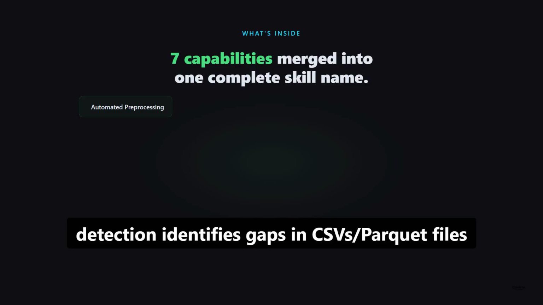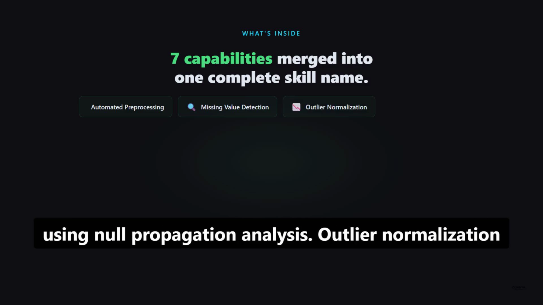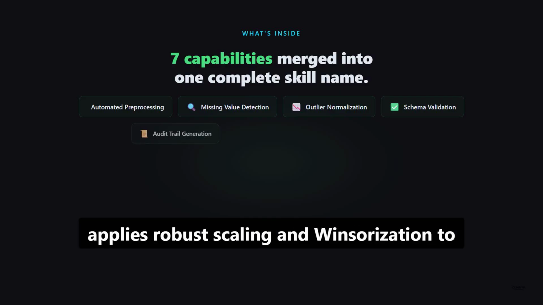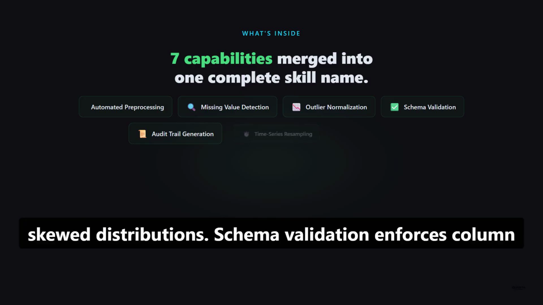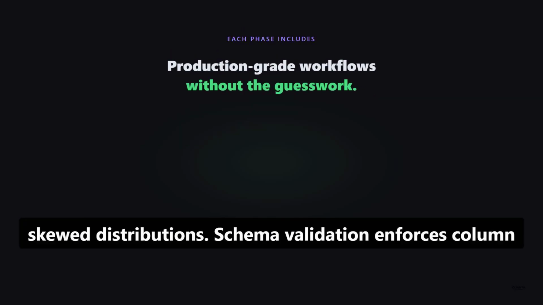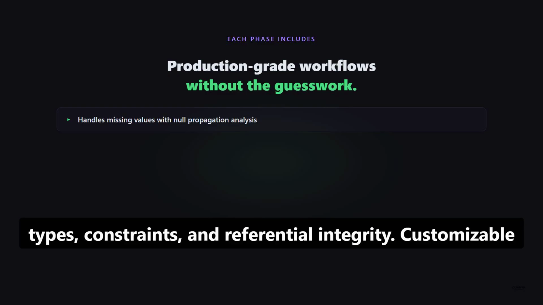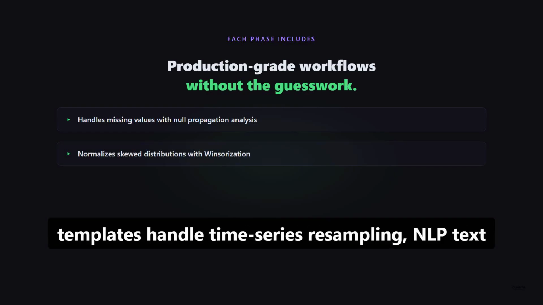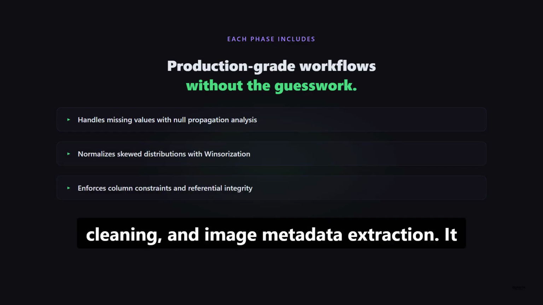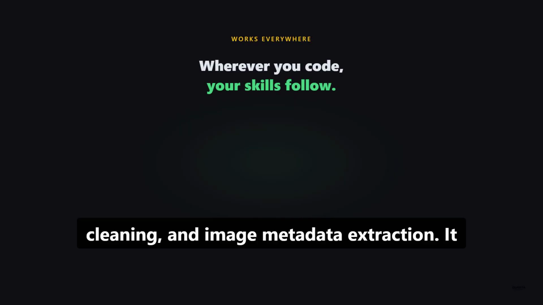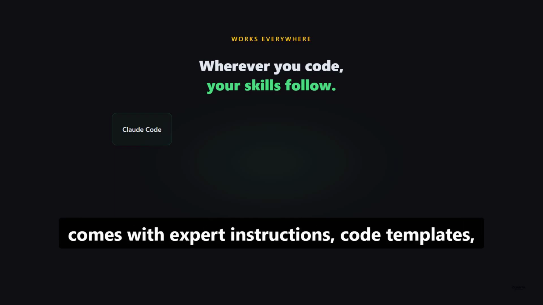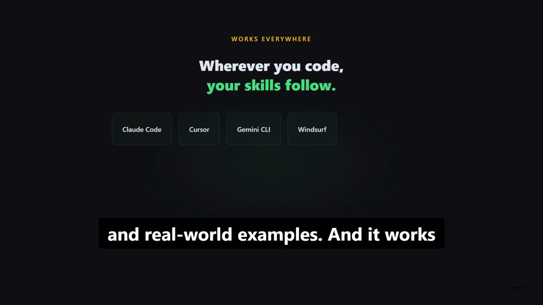Automated missing value detection identifies gaps in CSVs/Parquet files using null propagation analysis. Outlier normalization applies robust scaling and Winsorization to skewed distributions. Schema validation enforces column types, constraints, and referential integrity. Customizable templates handle time series resampling, NLP text cleaning, and image metadata extraction. It comes with expert instructions, code templates, and real-world examples.